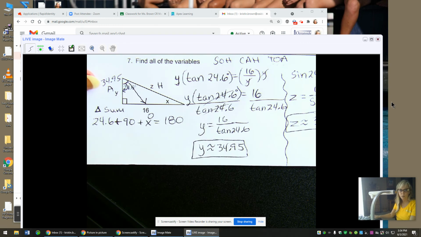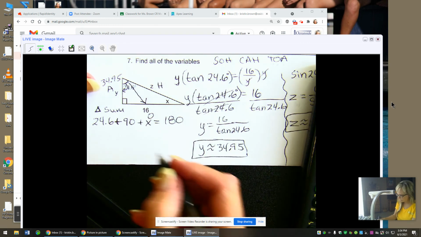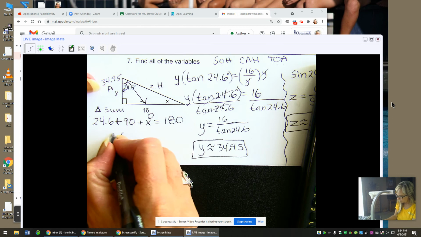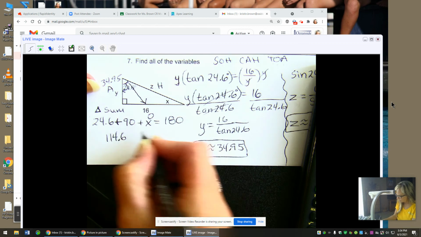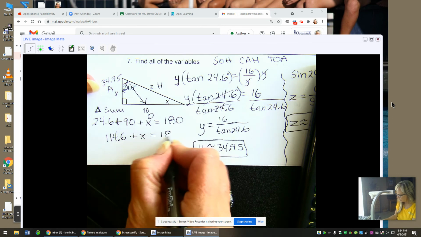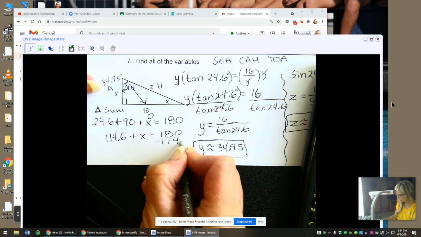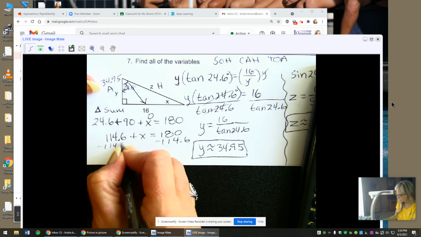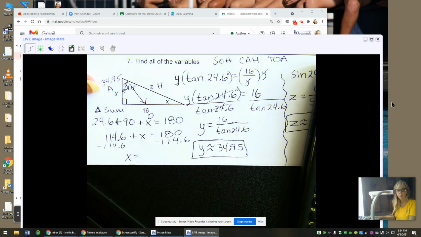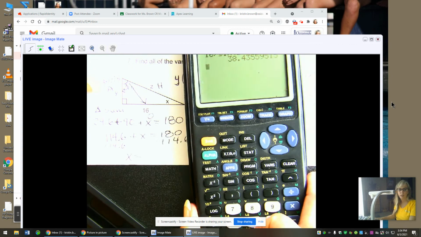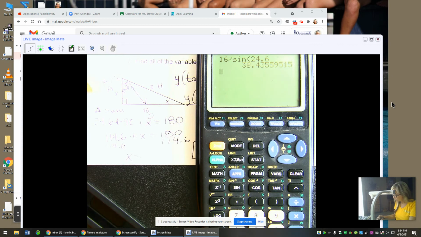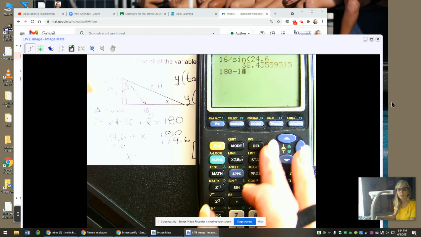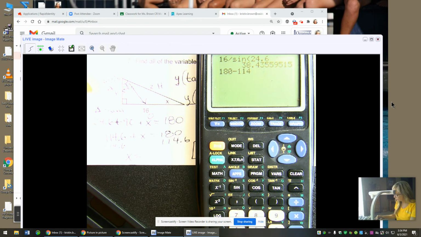And we'll go 24.6 plus 90. There we go. Plus x is 180. Subtract the 114.6. And we get our x value. I'll just go straight calculator here. And 180 minus 114.6, and I get 65.4.